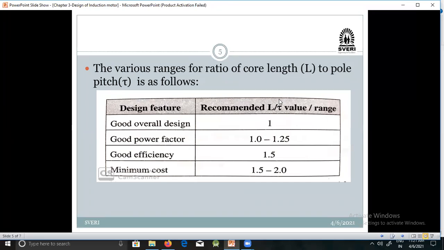Okay, first column, what they are saying, whenever we are going for the overall good design, that time the ratio of L by tau is assumed as 1. Okay, if we want the good power factor, that time the ratio of L by tau ranges from 1 to 1.25. ओके, इफ वी वॉन्ट दी गुड एफिशियन्सी, हे पण एमसीक्यू बऱ्याचशा वेळा विचारलं जाते. If we want the good efficiency for that induction motor, then the range of L by tau, that is nothing but the core length to the pole pitch, is 1.5. And if we have to design the induction motor within a minimum cost, then its range is from 1.5 to 2.